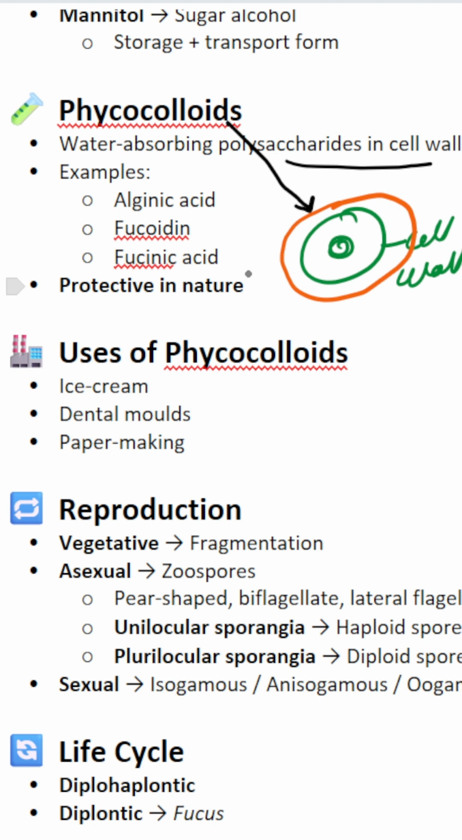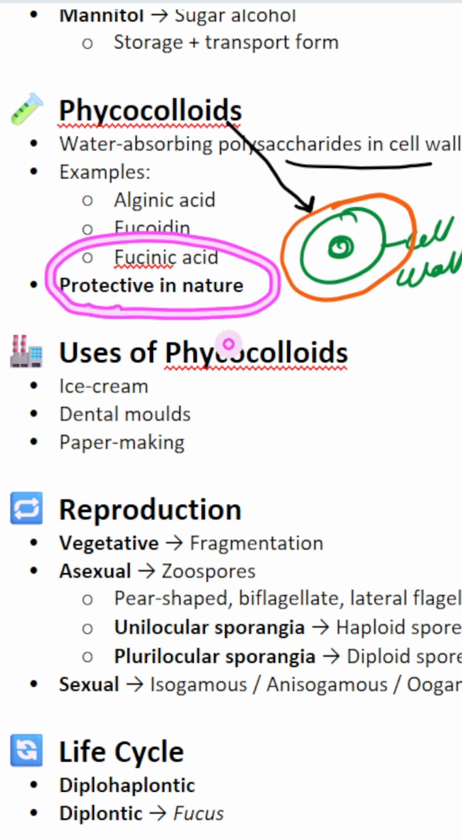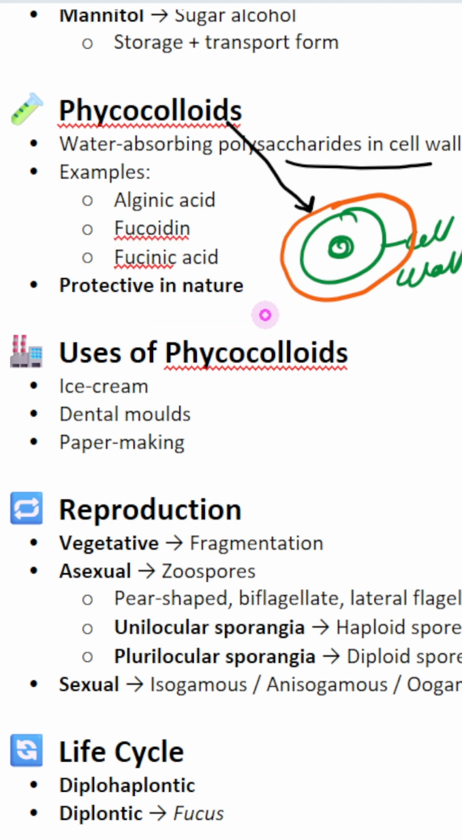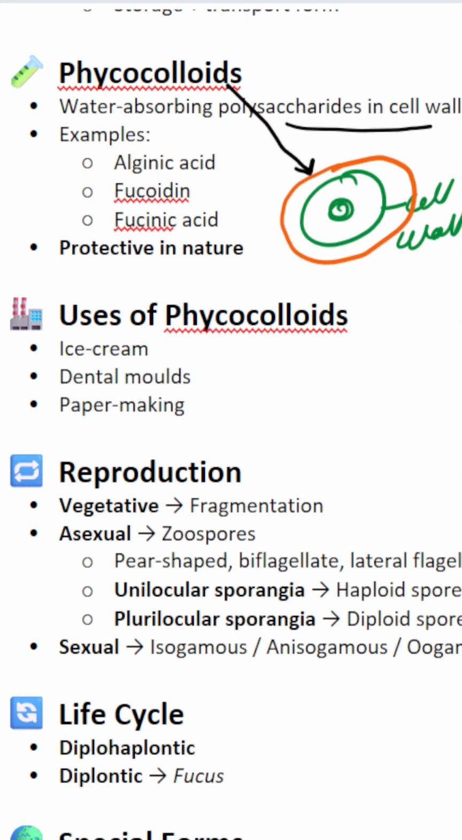And normally they contain chemicals like what? They contain alginic acid, fucoidin, and fucinic acids. So these are the chemicals deposited on the cell wall. Why? To protect them from water currents and from desiccation. Got it? So it helps in protecting the algae from the salt water current and also from desiccation. So it's a very important polysaccharide present to protect the algae from marine water.